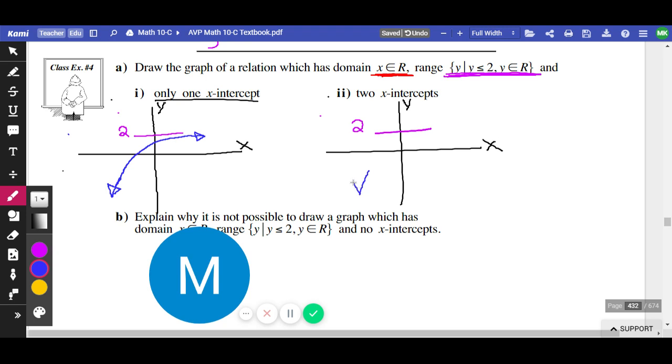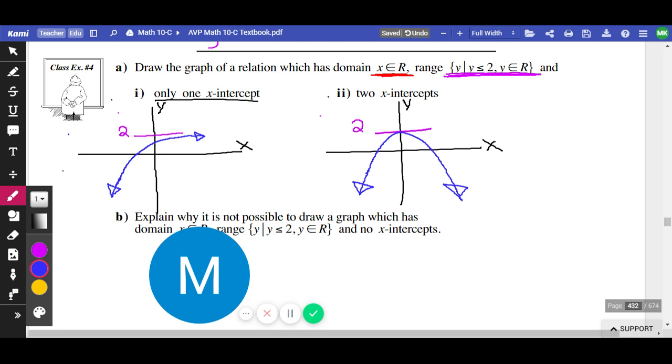Start with forever down and forever to the left. Go up to my boundary. Because I only have 1 x-intercept, I need to come back down and keep going forever to the right and forever down. That would be a perfect graph, I think. Forever left, forever right, forever down. Went up to my boundary, has 2 x-intercepts.